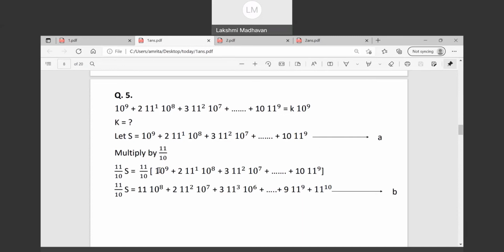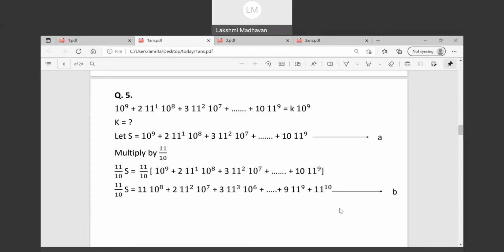So here, this 10 gets cancelled with each term and this 11 gets added with each term, right? So here in the denominator, we have a 10 which gets cancelled with each term and the 11 gets added with each term. So what it will be? 11 by 10 S is equal to 11, 10 raised to 8 plus 2, 11 square, 10 raised to 7 plus 3, 11 cube, 10 raised to 6 plus etc. It's 9, 11 raised to 9, and the last term, this 10 gets cancelled and it's 11 raised to 9 plus 11, which will be 11 raised to 10.